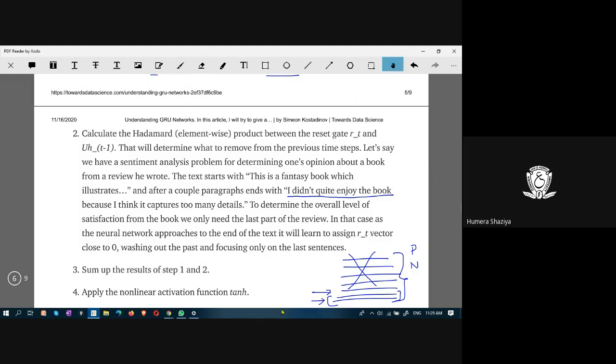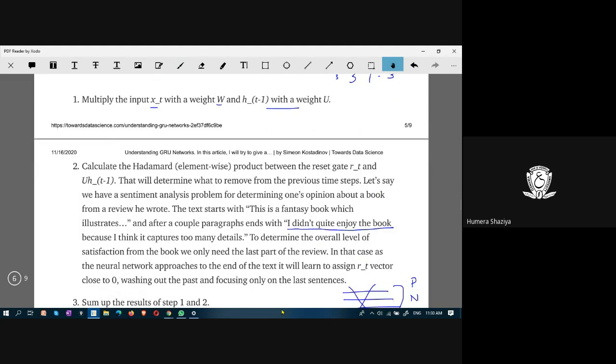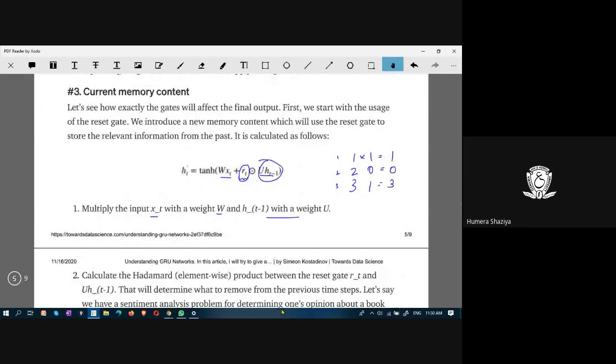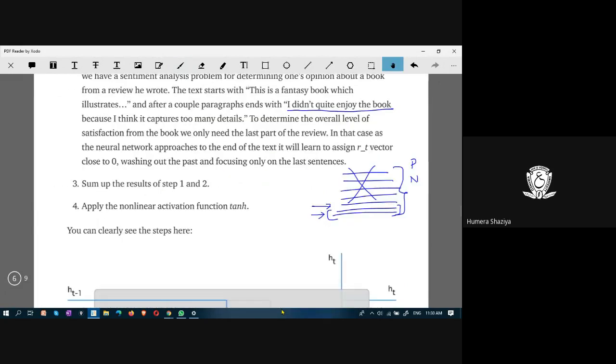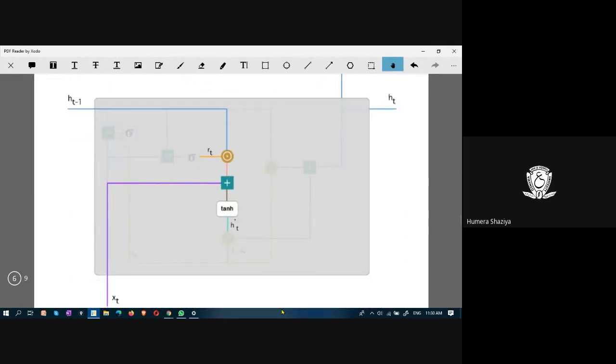Sum up the results of step 1 and 2. We see here it's summing this operation. Apply the nonlinear activation function tanh. Then we are applying this tanh to obtain the current memory content. This is what has been done in order to maintain only that information which is required. This is that part.